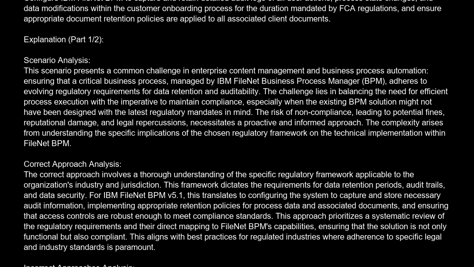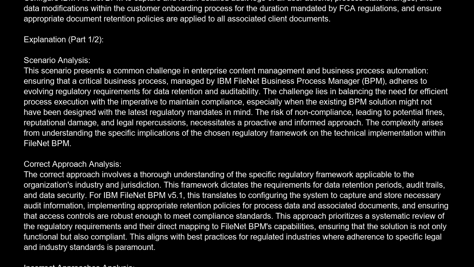Explanation. Scenario analysis. This scenario presents a common challenge in enterprise content management and business process automation: ensuring that a critical business process, managed by IBM FileNet Business Process Manager, BPM, adheres to evolving regulatory requirements for data retention and auditability. The challenge lies in balancing the need for efficient process execution with the imperative to maintain compliance, especially when the existing BPM solution might not have been designed with the latest regulatory mandates in mind.